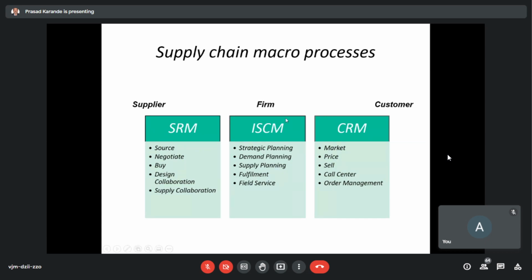And then there is CRM. So this is customer relationship management. Customer relationship management is related to the customer, and so this is called customer relationship. It is concerned with markets, price, selling, call centers and order management. Markets is about finding out markets, reaching the market, going to the customers and actually finding their requirements. This is again one of the biggest requirements of any organization: to do market surveys.